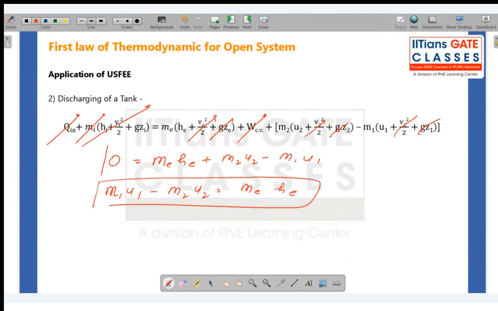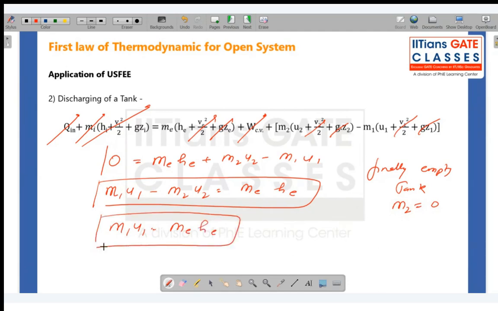Either you can use this equation, or if in the question they have given that finally empty tank. So what does finally empty tank mean? What does it mean? Yes, M2 is equal to 0. So this time M2 will also be 0. So M1 U1 is equal to MEHE. And you can apply the same logic we did earlier, and you can find out your final temperatures as well.